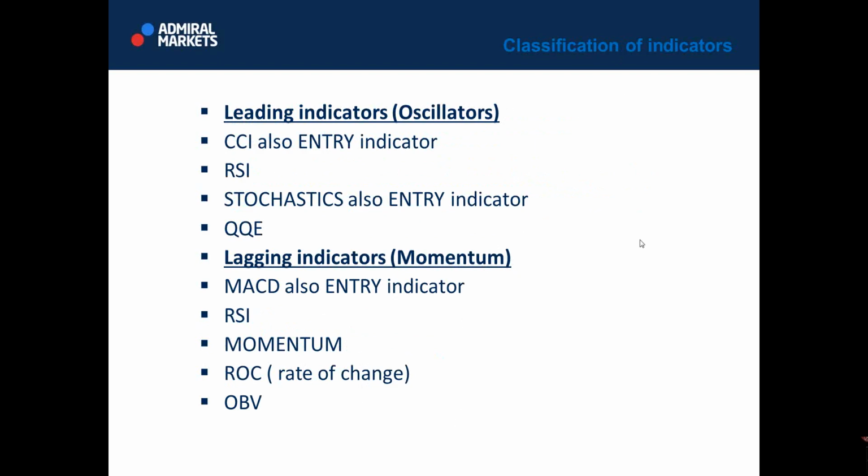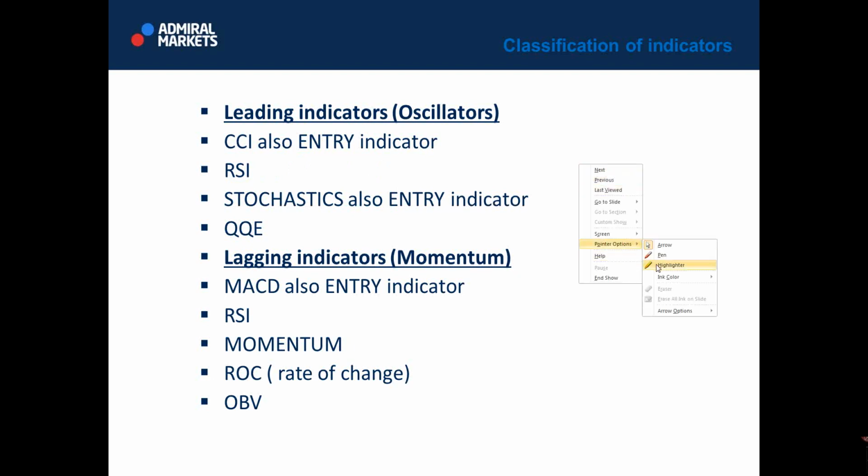Classification of indicators. You have leading indicators, which are called oscillators. We have CCI, and usually leading indicators are entry indicators, indicators which give us entry points, entry orders. CCI is a leading indicator, is also an oscillator, but it also serves as an entry indicator. RSI is a leading indicator. Stochastics is leading, and it's also an entry indicator.